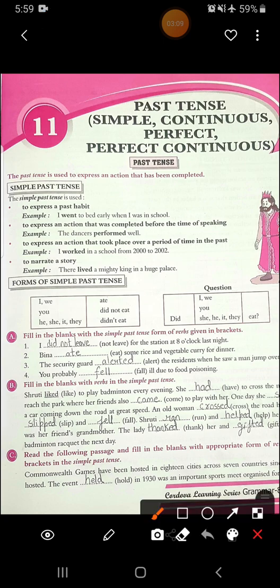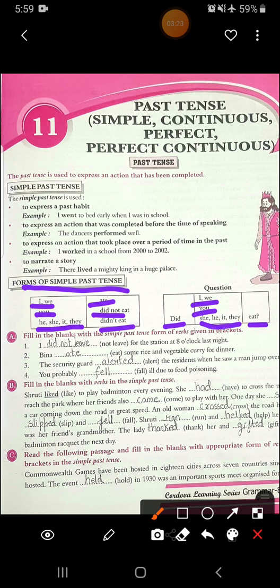Now see the forms of past tense. Like with I, we use ate. Then you did not eat. He, she, it, they didn't eat. Then if you have to write in question form, did I, we, did you, did he, she, it, they eat. In this form you frame questions.